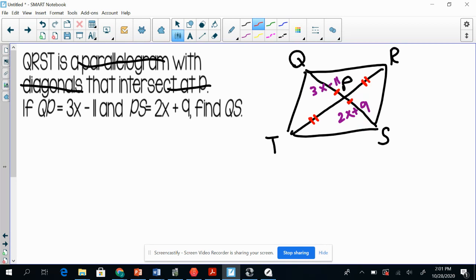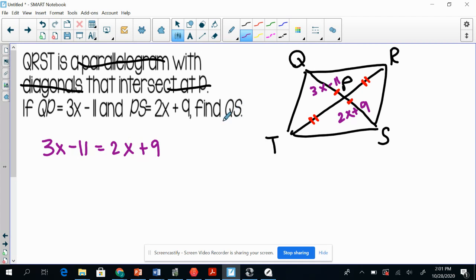So this is one of the places that people like to use 180 because they like that number. And again, these are side lengths, not angles. So do not use 180. We're just going to solve this guy. So since these diagonals bisect, these two are congruent. So we're going to do 3x minus 11 equals 2x plus 9 and solve for x.